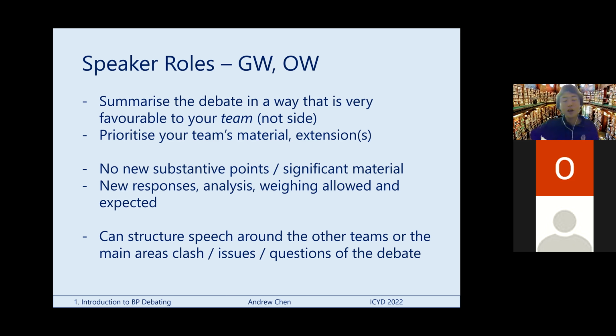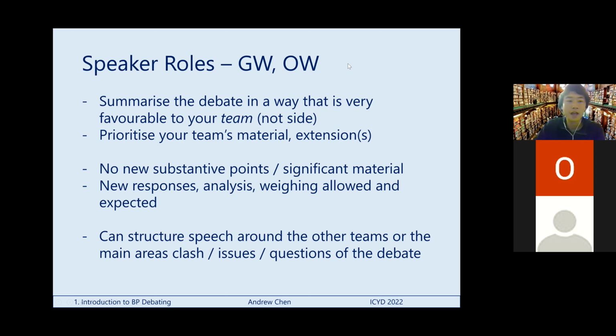Now, there are a couple of rules about what you can do and what you can't do in a whip speech. Essentially, you can't have a new substantive point or material that's significantly new. The reason for this is that the whip speakers are the last speakers within a debate, and if you bring out a whole new point this late, it doesn't give other teams enough of a chance to respond. So that's why the rules of BP debating tell us that you cannot bring in new substantive points or very significantly new material during a whip speech.